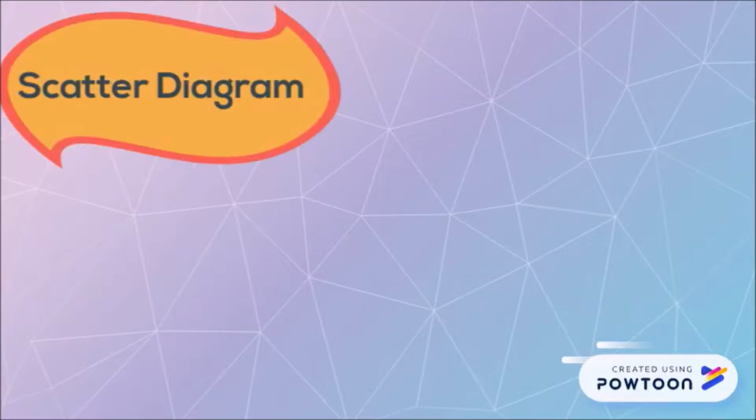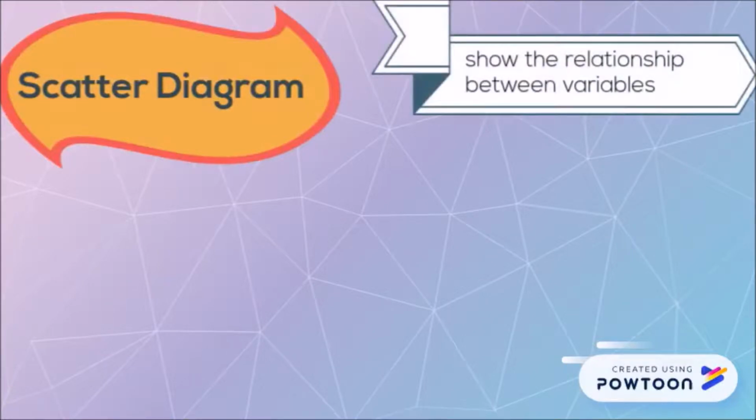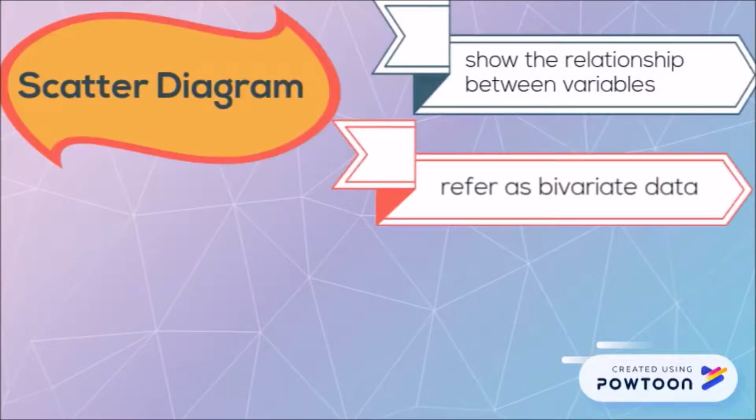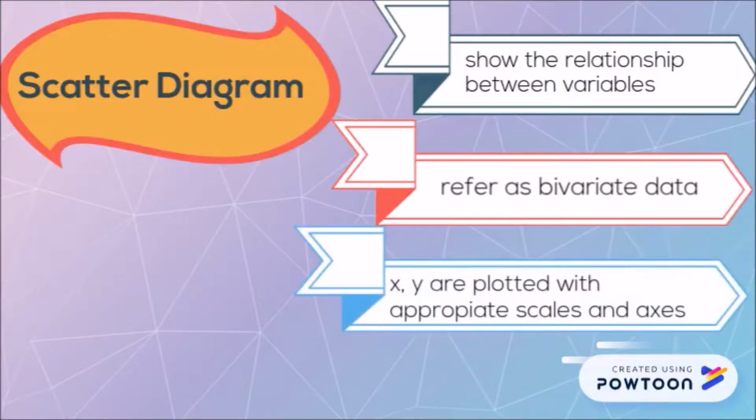Scatter diagram is used to show the relationship between variables. We refer to the data as bivariate data. The x and y are plotted on the graph paper with appropriate scales and axes.